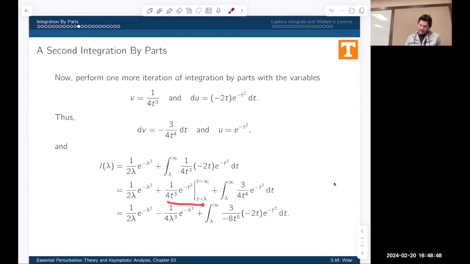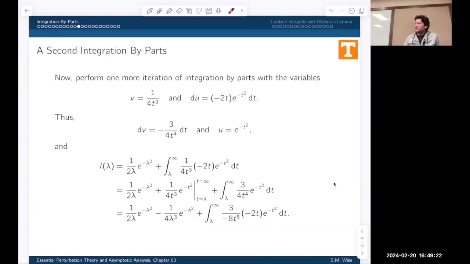And of course, when I evaluate this guy at the endpoints, the upper limit is just going to be 0. And the lower limit, lambda, changes the sign here. So by replacing t with lambda, I get this term. All right, so look at this progression. This term stays the same. This term stays the same, right? But the power on my lambda is growing each time. So this is starting to look like an asymptotic series.